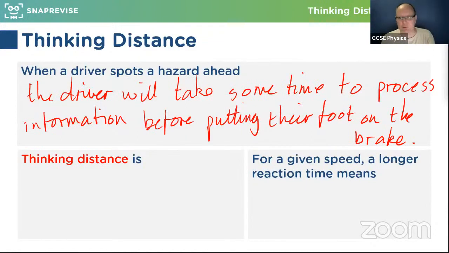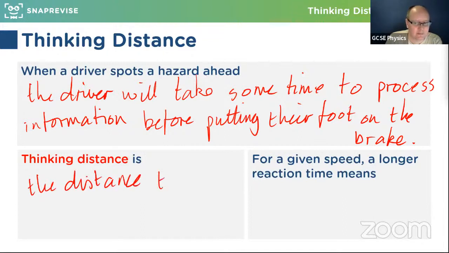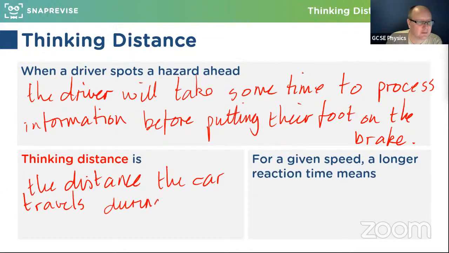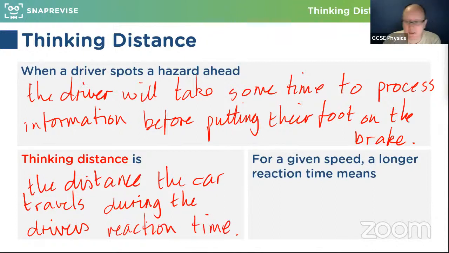And as I said earlier, these are all relating to an emergency stop situation. So it would always be full braking force or no braking force. And the thinking distance is the distance the car or the vehicle travels during the driver's reaction time. So for a given speed, a longer reaction time means that there will be a longer thinking distance.